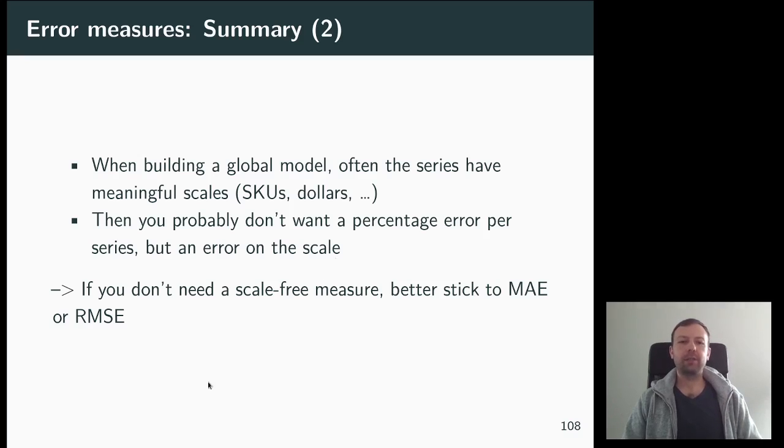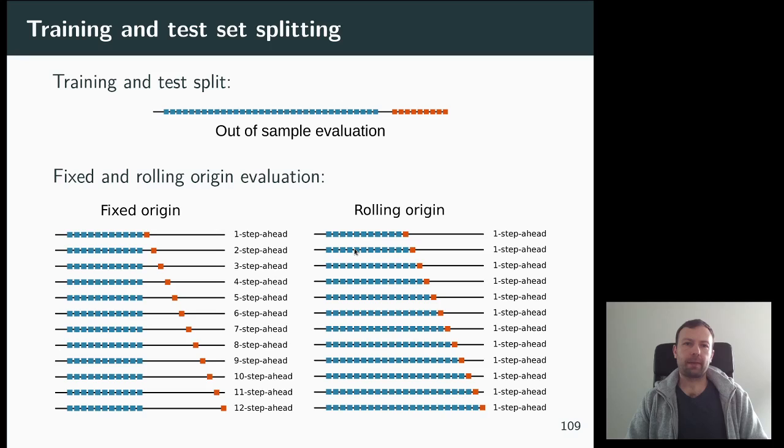So I think the message here is really that if you don't need a scale-free measure, then just stick to the MAE, RMSE. They're perfectly fine to evaluate. They don't have all of these problems that many of the other measures introduce. So just use those. And now if you really compare across data sets, then maybe you can find a scaling factor, not per series, but per data set. Okay, that was everything I wanted to say about error measures.